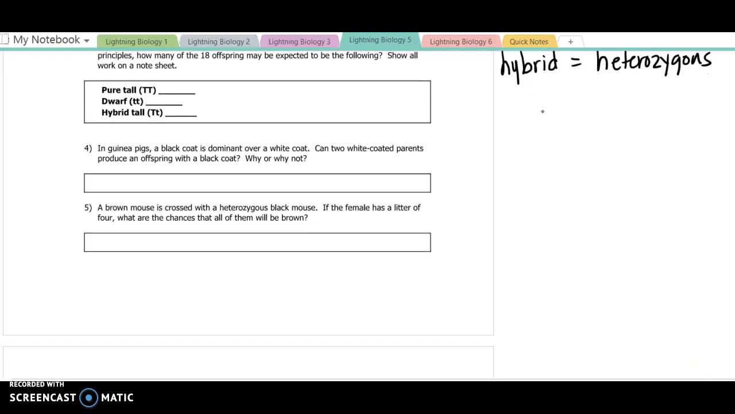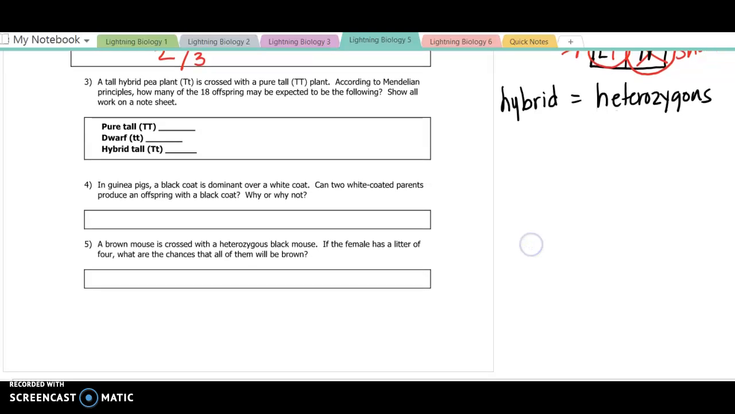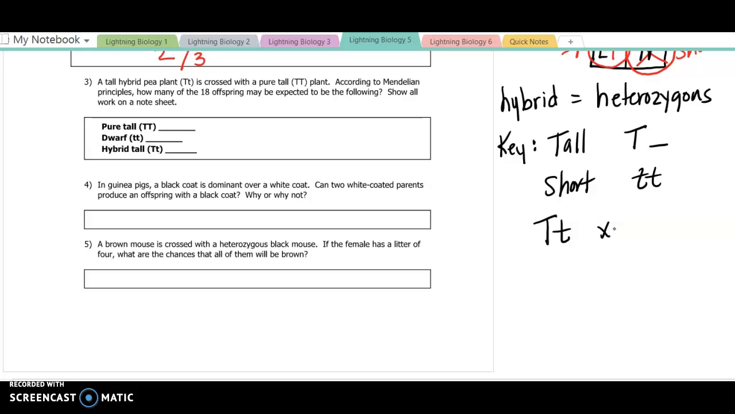So tall. So right now you know what's dominant. If a heterozygous is tall, then tall has to be the dominant. So I'm going to make my key. There will be tall, and we know that that's dominant. And there will be short, and we know that has to be homozygous recessive. In this one, we're going to cross a heterozygous, and we're going to cross them to a pure.